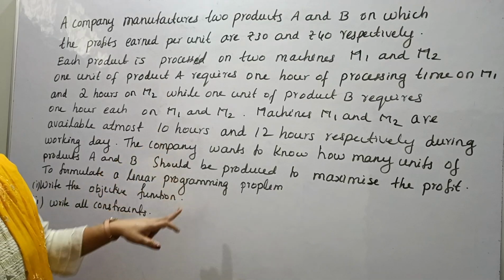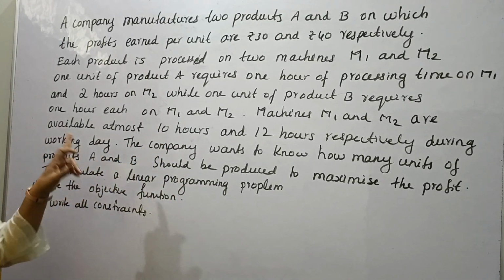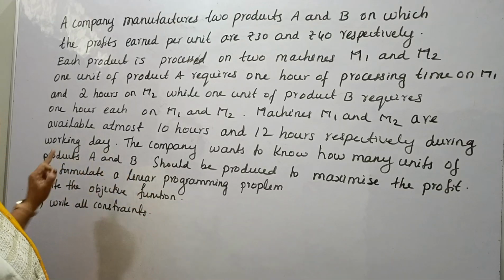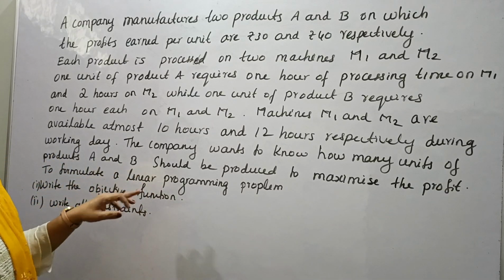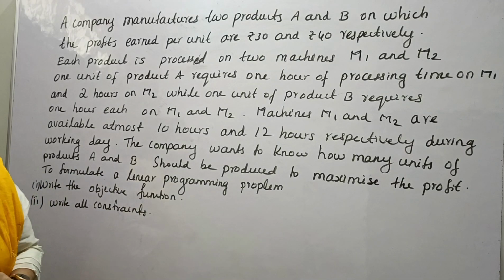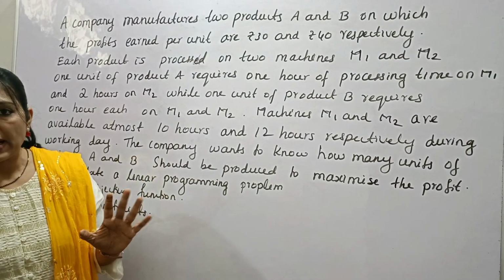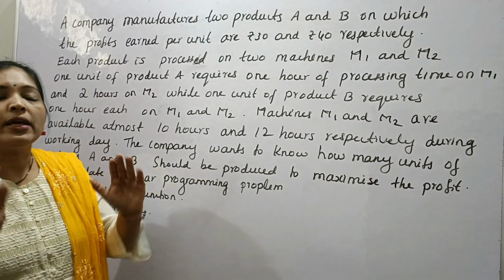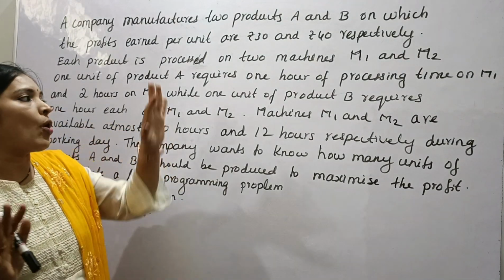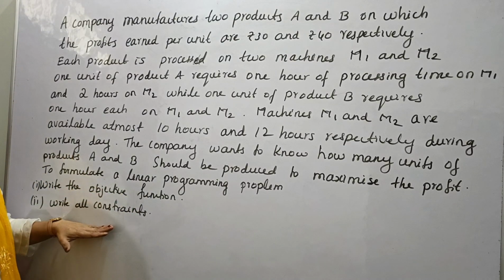Okay, the company wants to know how many units of products A and B should be produced to maximize the profit. To formulate a linear programming problem, first, write the objective function. Second, write all constraints. Okay, see here we need not find the number of units. Here we only write the mathematical formulation of this problem, that is, the objective function and constraints.